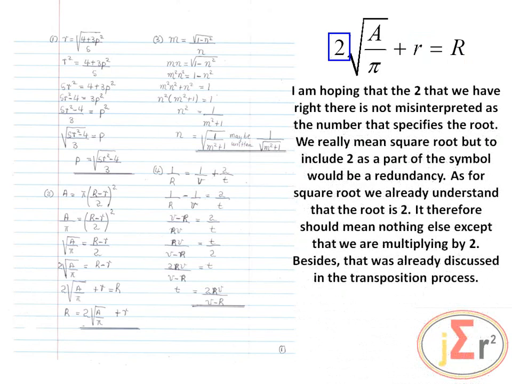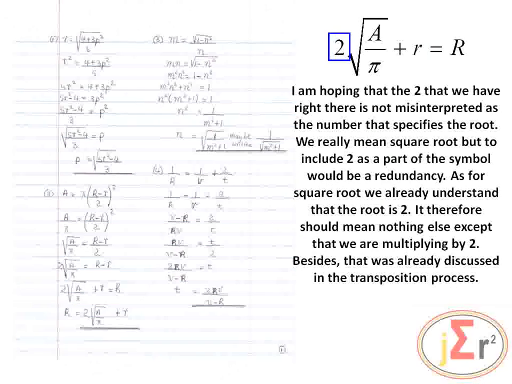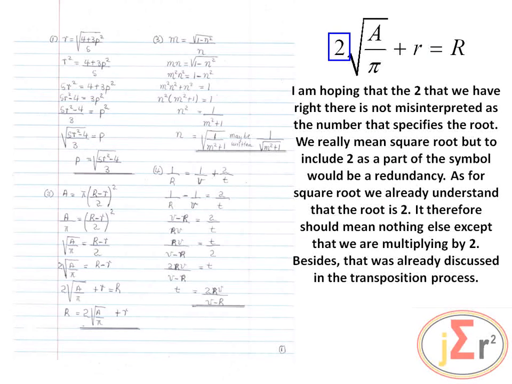I am hoping that the 2 that we have right there is not misinterpreted as a number that specifies the root. We really mean square root, but to include 2 as a part of the symbol would be a redundancy. As for square root, we already understand that the root is 2. It therefore should mean nothing else except that we are multiplying by 2.